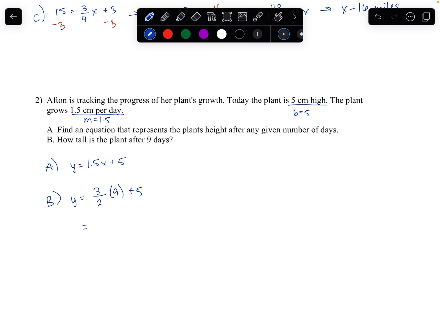Do some math right here. So 3 times 9, that's going to be 27. Right, so 27 halves plus 5. And oh man, that's too bad. 27 does not go into 2. But I guess we can go back to using decimals then. 27 halves is 13.5. So 13.5 plus 5, that's going to be equal to 18.5 centimeters. So that's how tall the plant is expected to grow after 9 days.